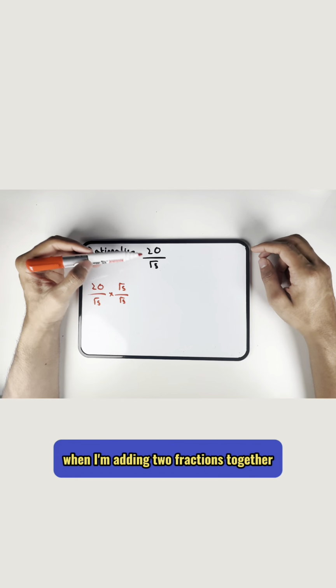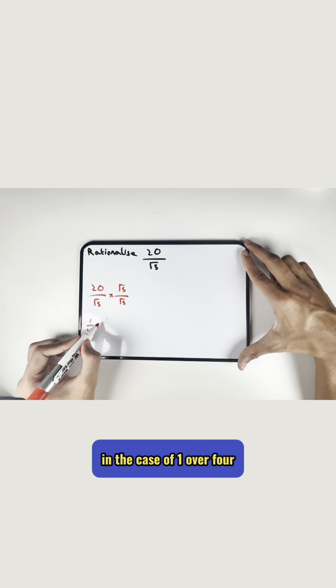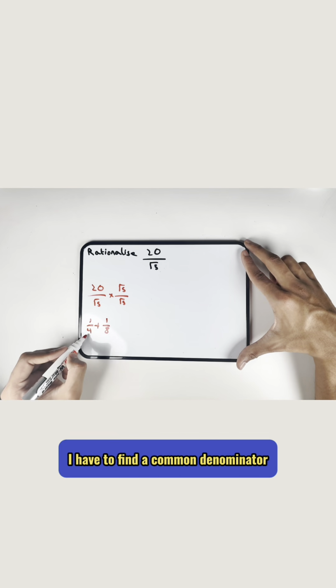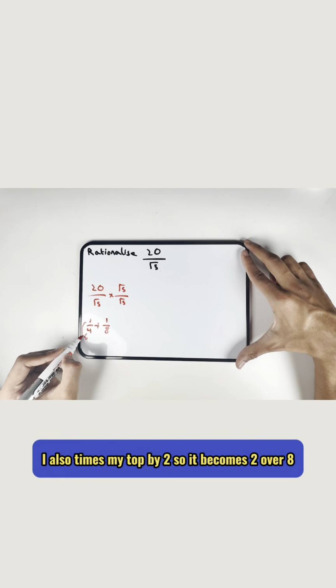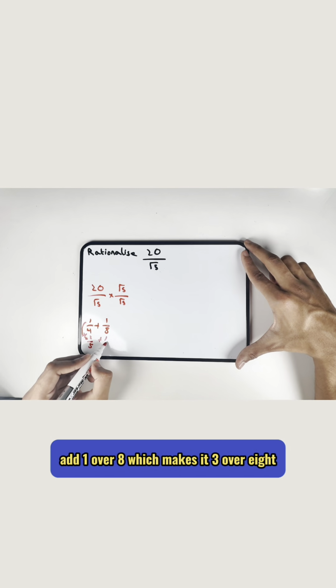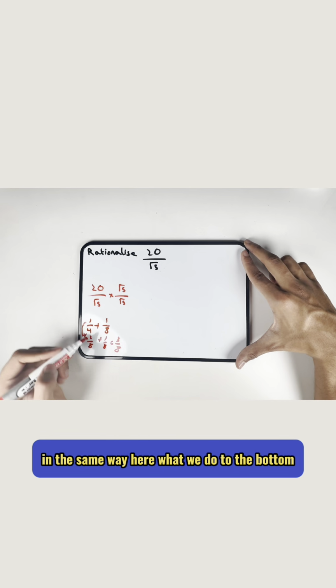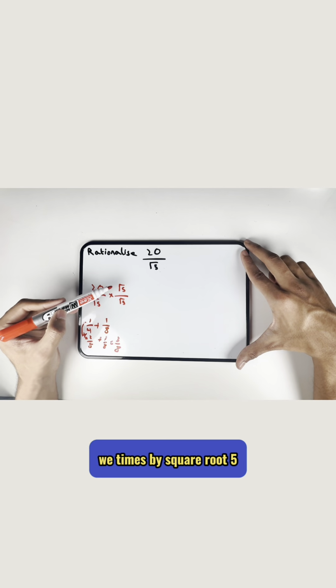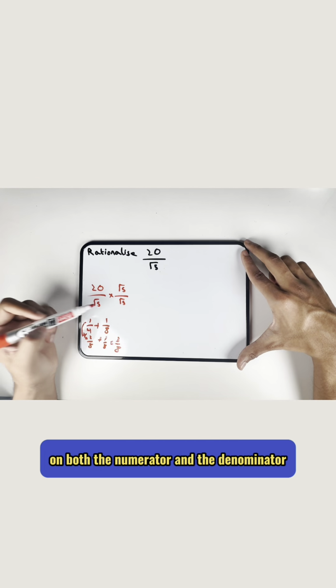For example, when I'm adding two fractions together, in the case of 1 over 4 add 1 over 8, well, I have to find a common denominator. So when I times the bottom by 2, I also times my top by 2. So it becomes 2 over 8, add 1 over 8, which makes it 3 over 8. In the same way here, what we do to the bottom, we do to the top. Therefore, we times by square root 5 on both the numerator and the denominator.